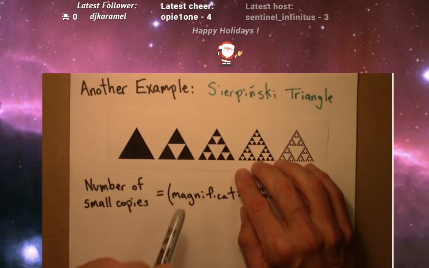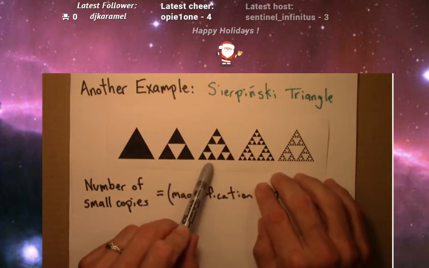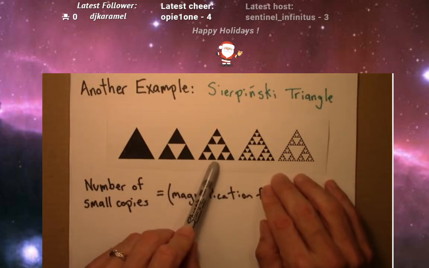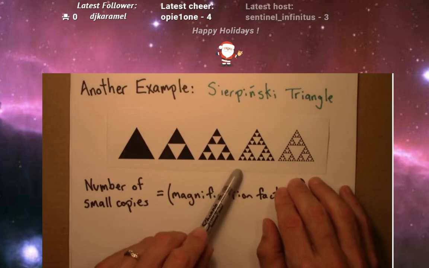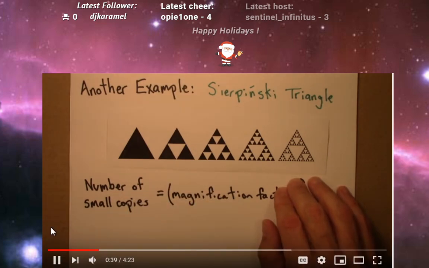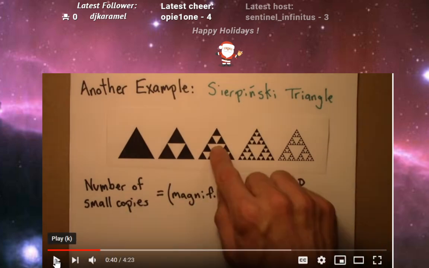1, 2, 3. From each of those, remove the middle triangle. Now there are 9 triangles. From each of those, remove the middle triangle, and so on. And it looks like as you continue from left to right with these triangles, it looks like there is less dark space and more white space.